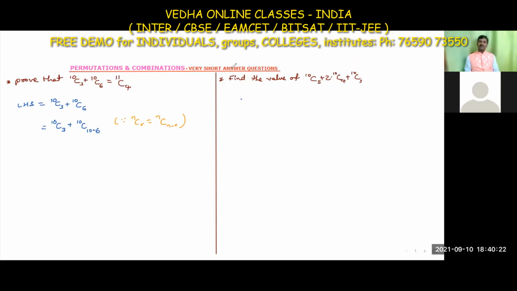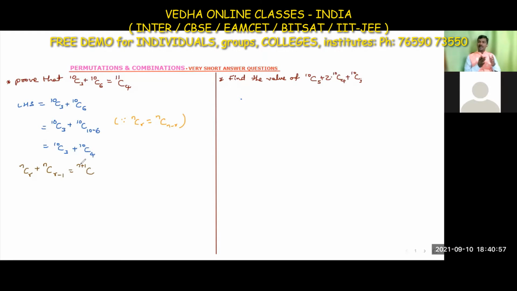Okay, so now this is equal to 10C3 writing as it is plus 10C(10 minus 6). What is 10 minus 6? 10 minus 6 is 4. Okay, and we have another formula here. The formula is NCR plus NC(R minus 1) is equal to (N plus 1)C, with R and R minus 1.